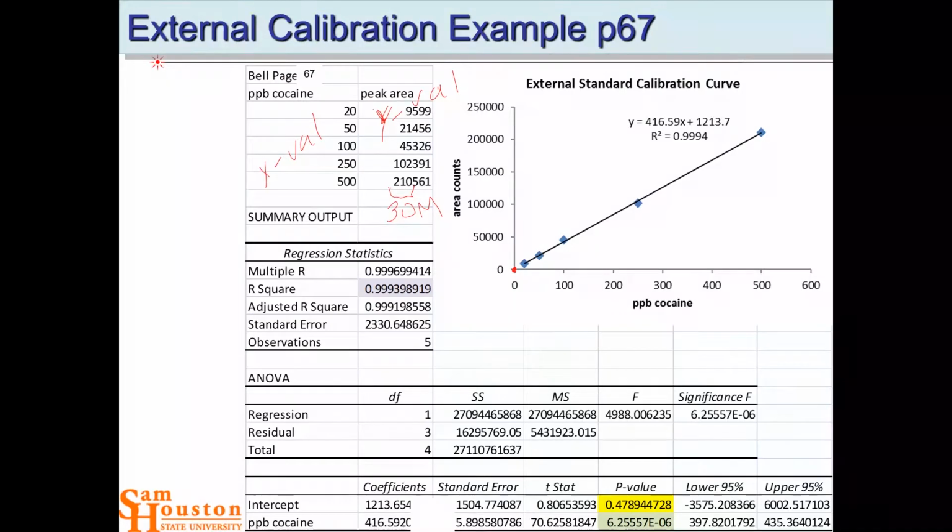When you go in there, you select the X input, you select the Y input. There's a checkbox that says set intercept to 0. We would check that and redo the regression.